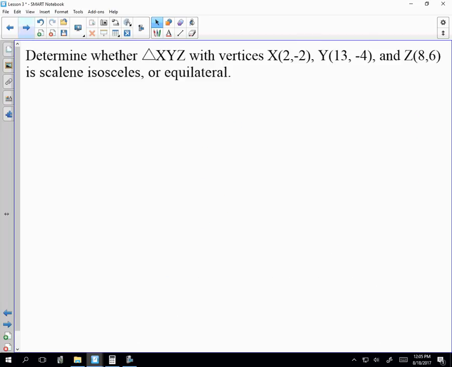So now we can use this idea of finding distance, finding lengths, to determine what type of triangle we have. To determine whether this triangle is scalene, isosceles, or equilateral, remember equilateral means 3 same sides, isosceles 2 same sides, and scalene is all different sides. As we work through, we're going to have to find the distances between these 2 points.